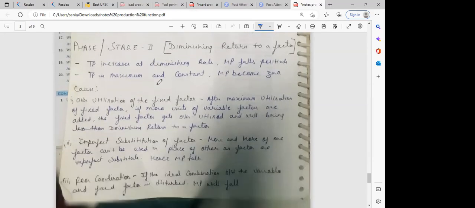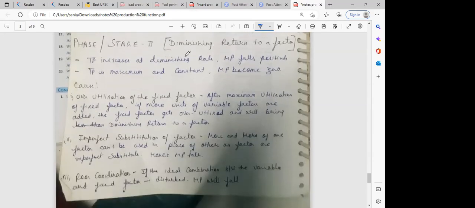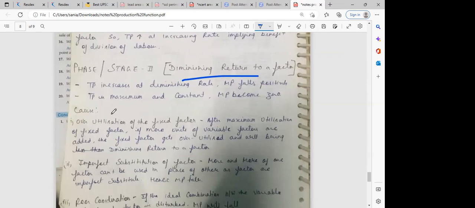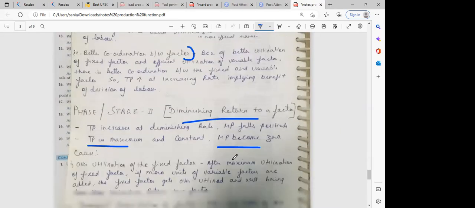Now coming to second phase, this phase is known as diminishing return to a factor. Okay, this is diminishing. Why? Because TP is increasing but at diminishing rate, right? So TP is increasing at a diminishing rate and MP falls positively. MP is falling, right? But though MP is falling, it is positive, it is not negative, right? Then TP becomes maximum and constant and MP becomes 0. You can see when TP is maximum, at that time your MP is 0, right? So this is the second stage.